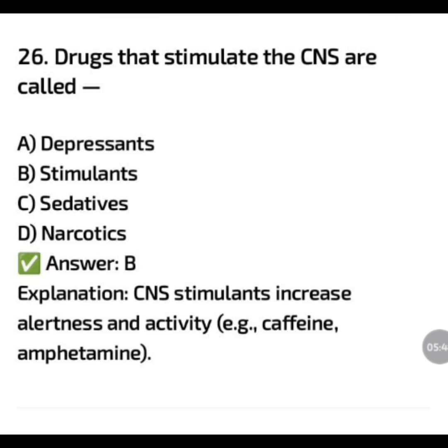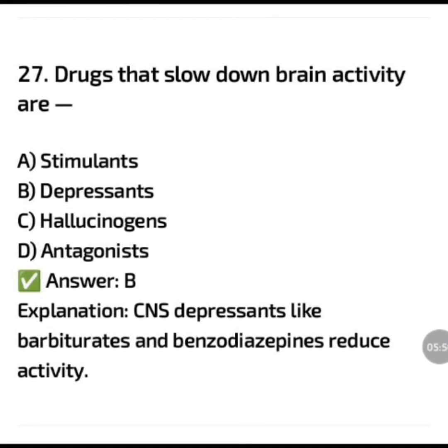Example, caffeine, amphetamine. Drugs that slow down brain activity are stimulants, depressants, hallucinogens, antagonists. The correct answer is option B, depressants. CNS depressants like barbiturates and benzodiazepines reduce activity.